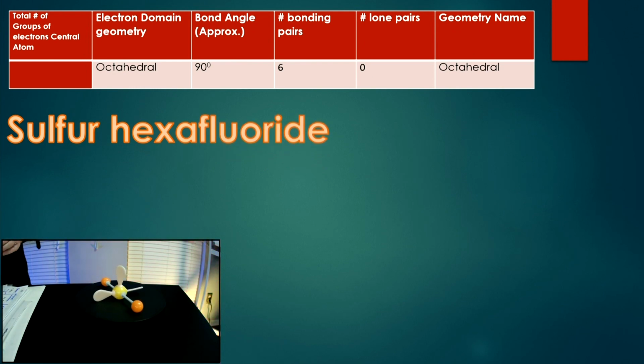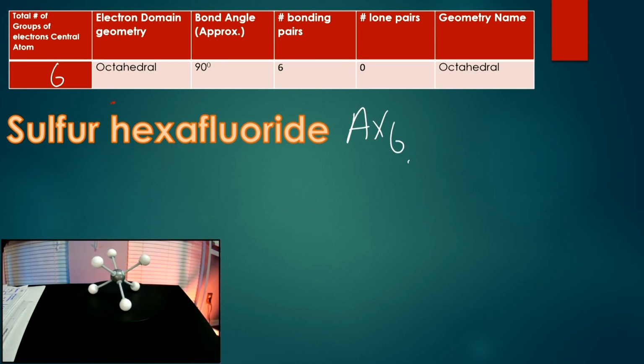Now moving on to sulfur hexafluoride. So we have a central atom and we have 6 bonding pairs and we have 0 lone pairs. So that would be 6 domains surrounding my central atom. That'll be a 6. So what will be the generic formula will be AX6.